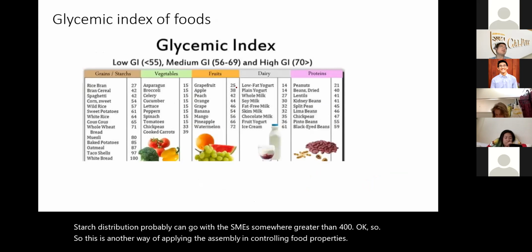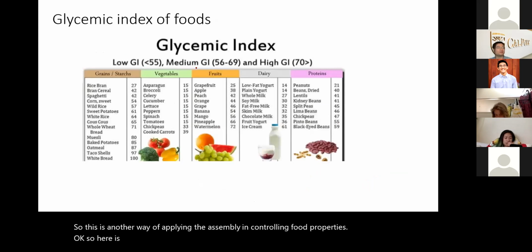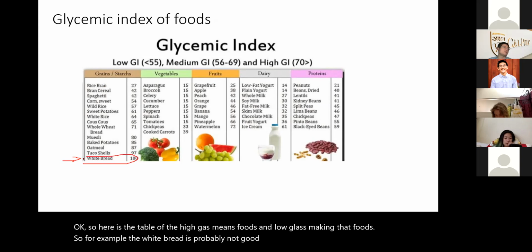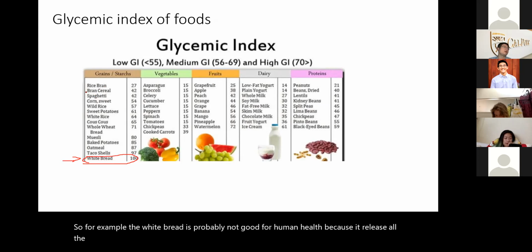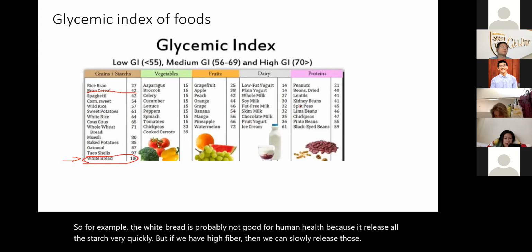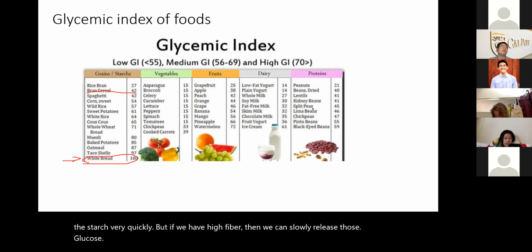Here's the table of the high glycemic index foods and the low glycemic index foods. For example, white bread is probably not good for our human health because it releases all the starch very quickly. But if we have high fiber, then we can slowly release the glucose. And high protein products are also highly preferred.